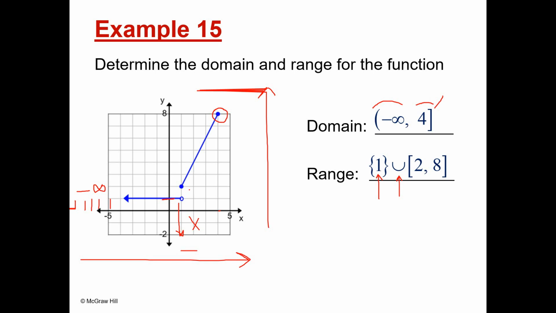So again, union, this is 2, and this is 8. So then it continues from 2 to 8. This is a full circle and this is a full circle. So both points are included in the function. So we're going to use square brackets for 2 and 8 to indicate that 2 is included and 8 is included.